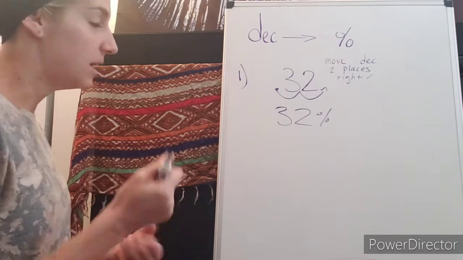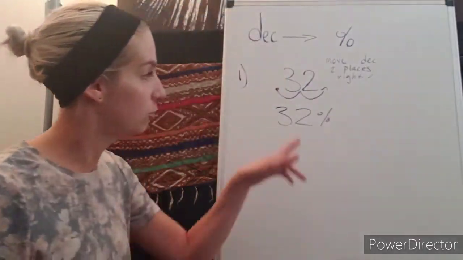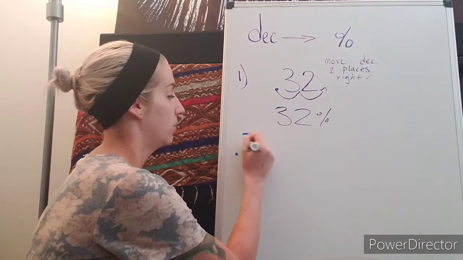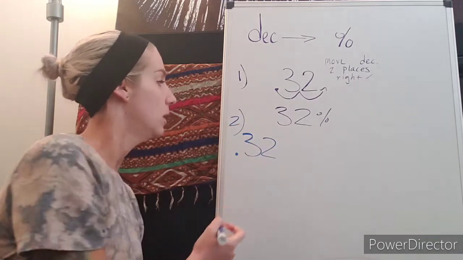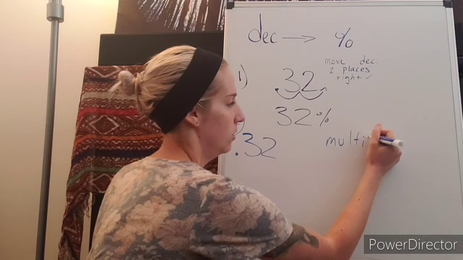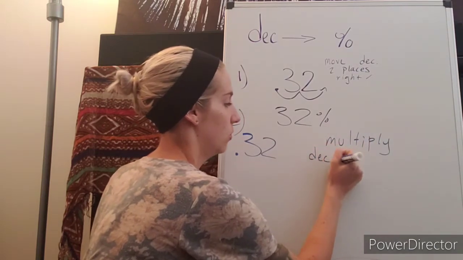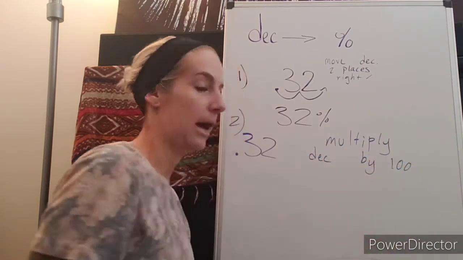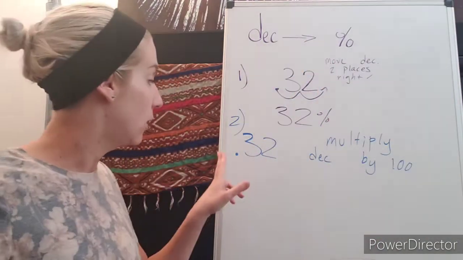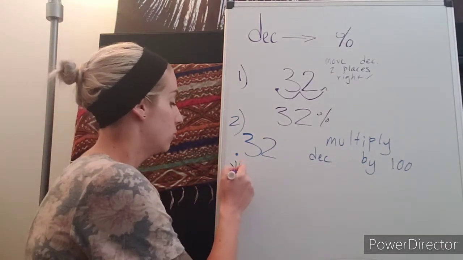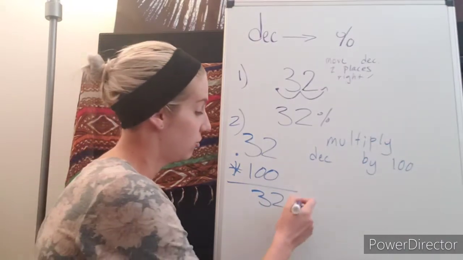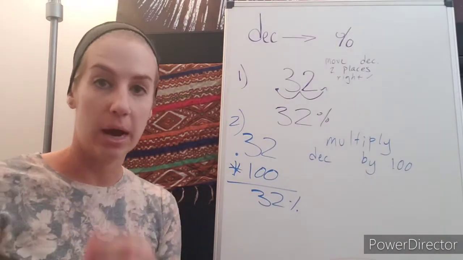Okay. The other way, because some students like just mentally moving it. The other way would be if I took 0.32, so this is way number 2, and then I could multiply my decimal by 100, okay? So if you don't like the mental math one, you can just get your calculator out. I would take 0.32, multiply that by 100, and that would give me an answer of 32, and then I would just stick my percent sign on the end of that, okay?